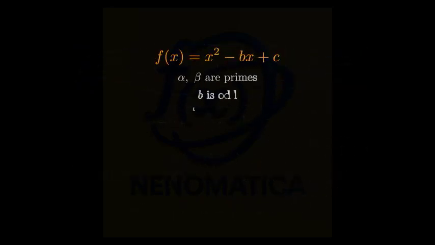In this guided example, we will solve a quadratic puzzle using Vieta's formulas and a parity argument about primes. We are given a function f of x equals x squared minus bx plus c. The zeros, alpha and beta, are prime numbers. The coefficient b is odd. We also know that f of negative 1 equals 42. Our goal is to compute f of 4.